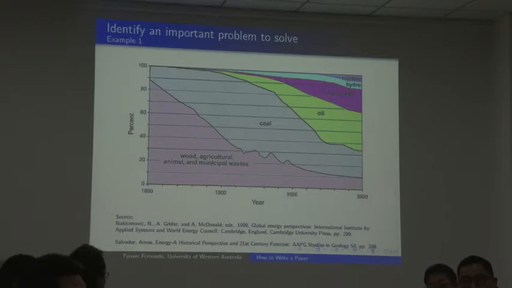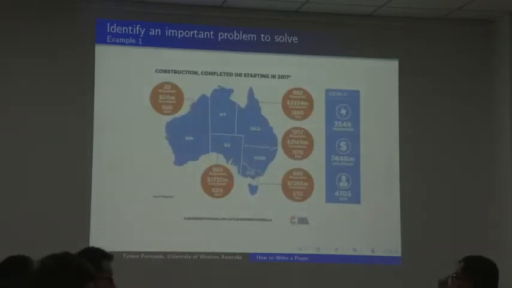So we need to read widely and understand where the world is heading, what are some of the important problems to solve, and then go deep into some of the technical issues in these areas, and then solve them. I'm just giving you an example. So this is exactly what is happening in Australia. There is a lot of activity.